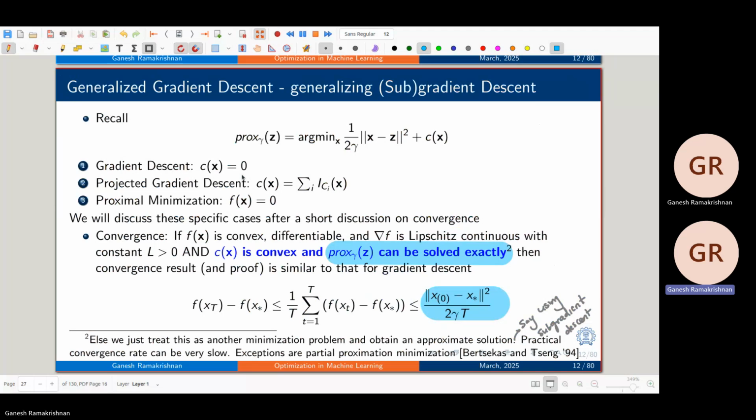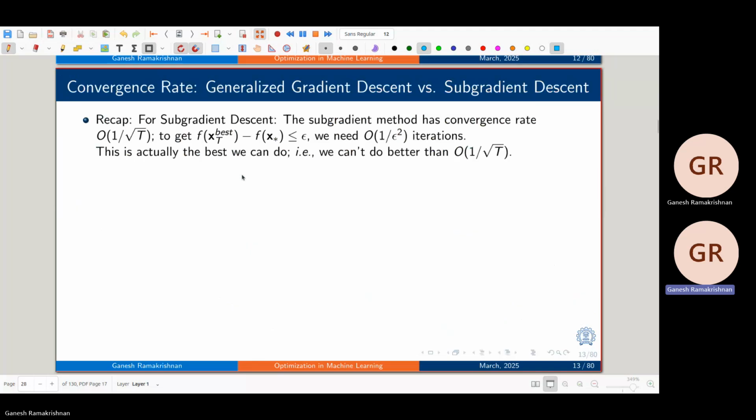So there's also something called partial approximation minimization. I'll refer you to Bertsekas and Singh. Bertsekas is a very classic set of literature, including his book. So there's something called partial approximation minimization where you can still do better without a closed form solution. But we'll not get into that right now.